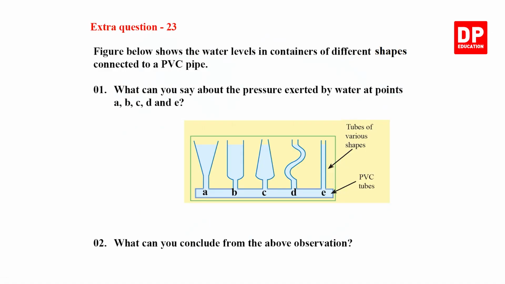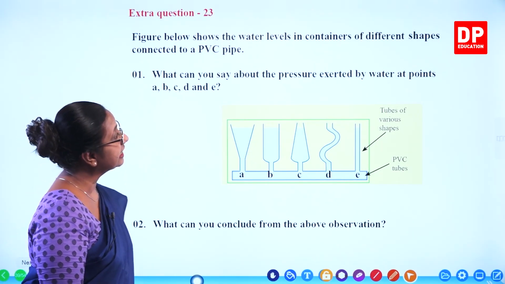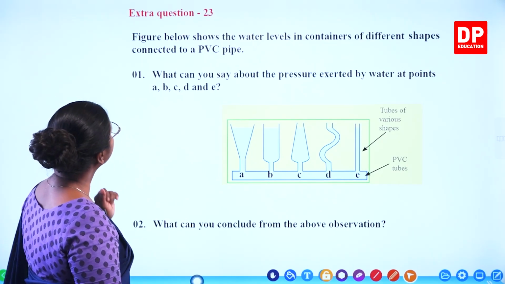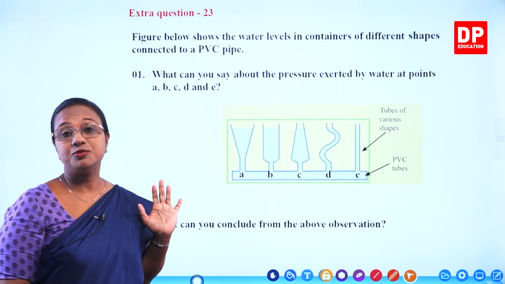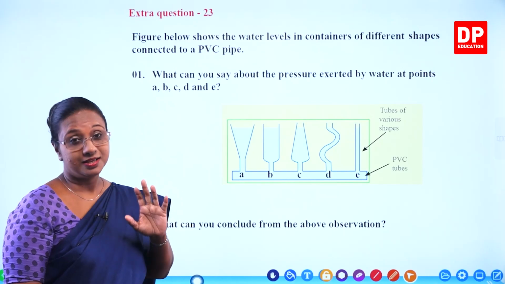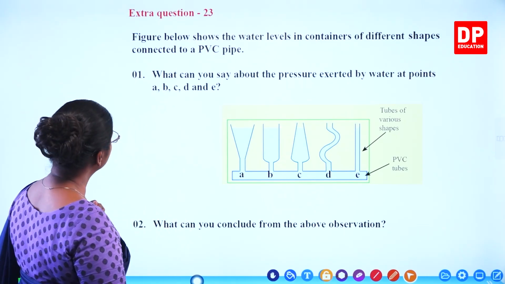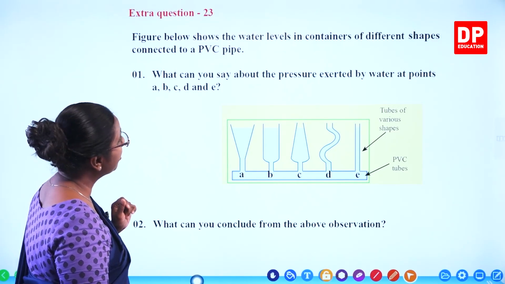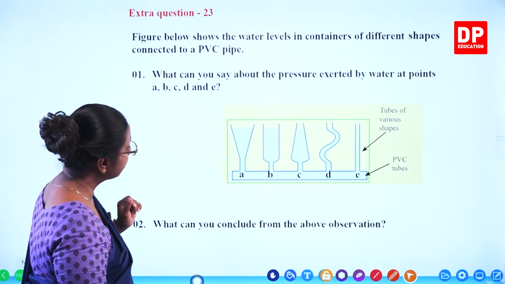Extra question 23. Figure below shows the water levels in containers of different shapes connected to a PVC pipe. So here you can see the figure. I am sure, students, you all can remember this activity. We have discussed this in your lesson as well. What can you say about the pressure exerted by water at points A, B, C, D and E?